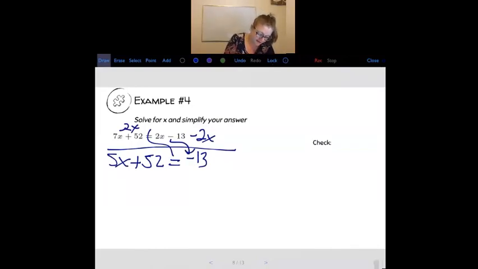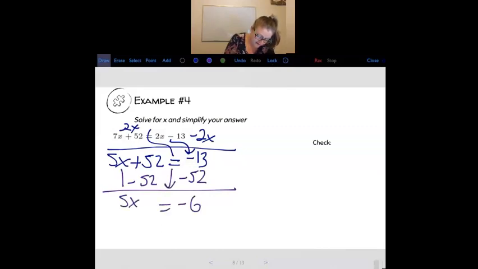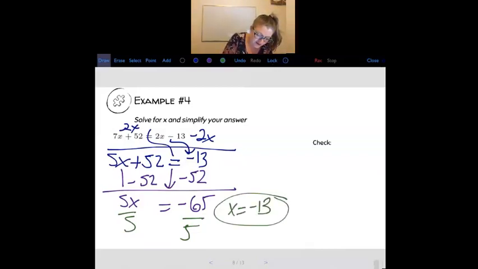Okay, next, I'm going to get rid of the numbers from the left-hand side, so I subtract 52 from both sides. So I have 5x. Bring down your equal sign, negative 65. Okay, so 5 times what is going to give us negative 65? Or you could divide both sides. And again, you can use your calculator here to get x equals negative 13. And just remember to check your answer.